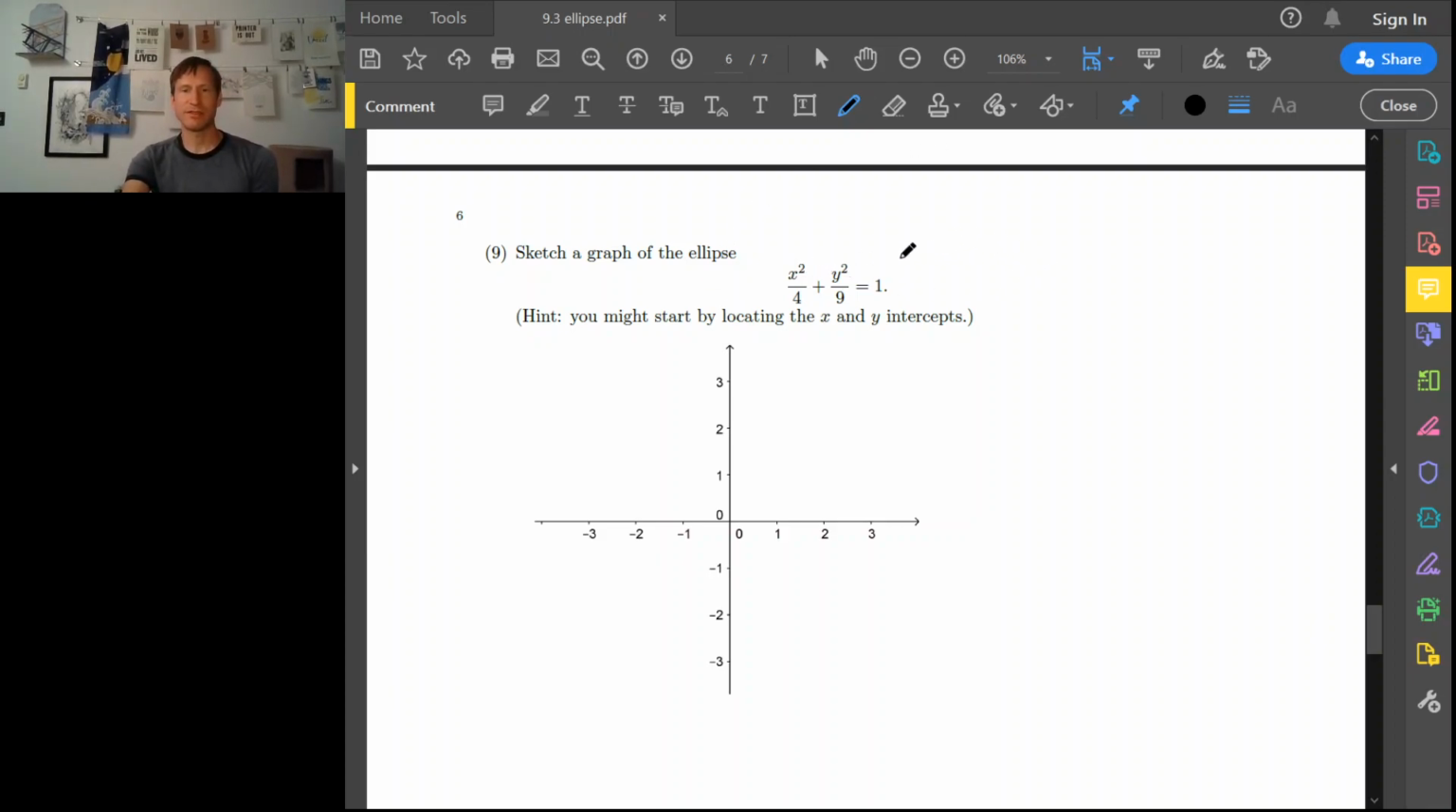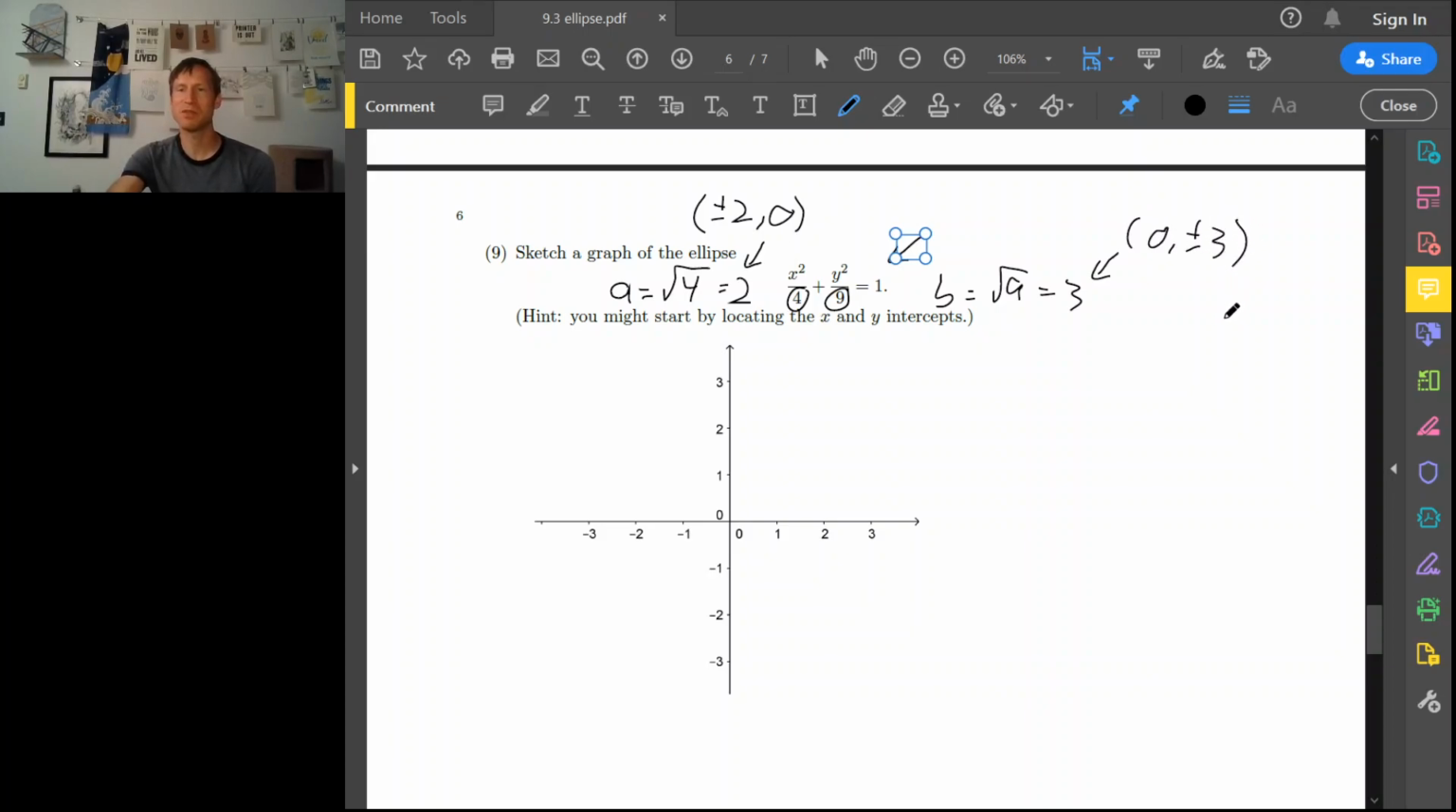Now let's sketch a graph for this ellipse. Now what we saw in the last example is, we know that a is the square root of this number under the x squared, so that's 2. And we know that b is the square root of this number that's under y squared, so it's going to give us 3. And in the last problem we saw that once you know the radius in the horizontal direction, your x-intercepts are just going to be plus or minus that radius, 0. And your y-intercepts, if you know the radius in the y direction, are 0, plus or minus that radius in the y direction, so 0, 3.